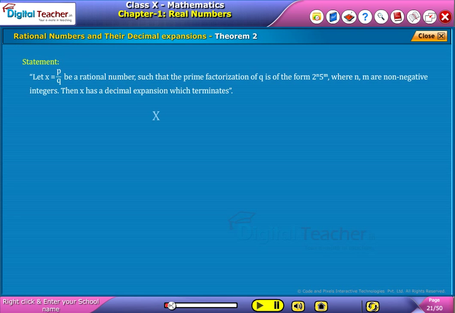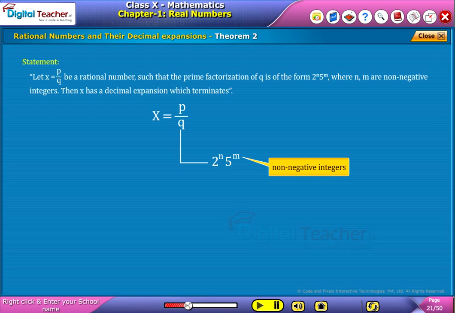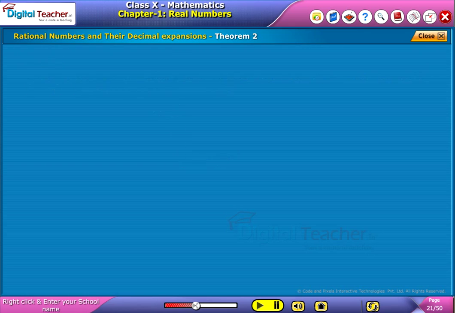Let x is equal to p by q be a rational number, such that the prime factorization of q is of the form 2 power n 5 power m, where n, m are non-negative integers. Then x has a decimal expansion which terminates. Now, let us solve some examples based on the theorem.